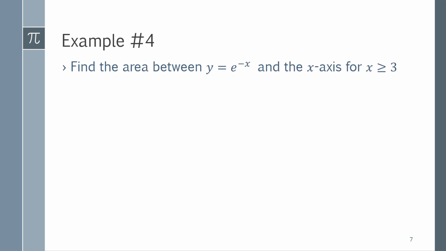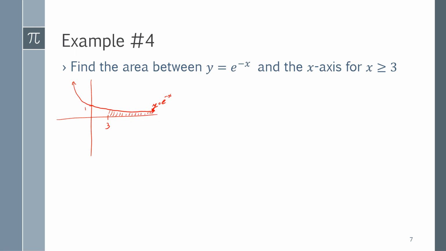Now, on the AP Calculus exam, what they do like to ask to see if you recognize not just that it is an improper integral, but how it actually can get used, is they can ask a question like this, which is to find the area between y equals e to the negative x and the x-axis for x greater than or equal to 3. So if I were to sketch, here's 3, here's y equals e to the negative x, and what we want is the area of this region.